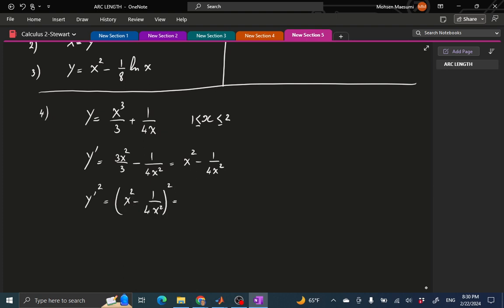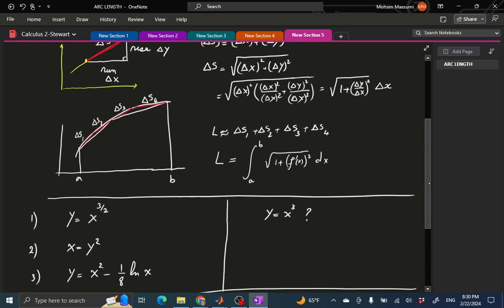The first item squared is x to the power of 4. The second item squared is 1 over 16x to the 4. Then twice the product of the first and the second. Let me write it out so you see. All these problems work on this following nice cancellation: the x squared cancel, and then you see x to the 4 plus 1/16 x to the 4, and then minus 1/2.